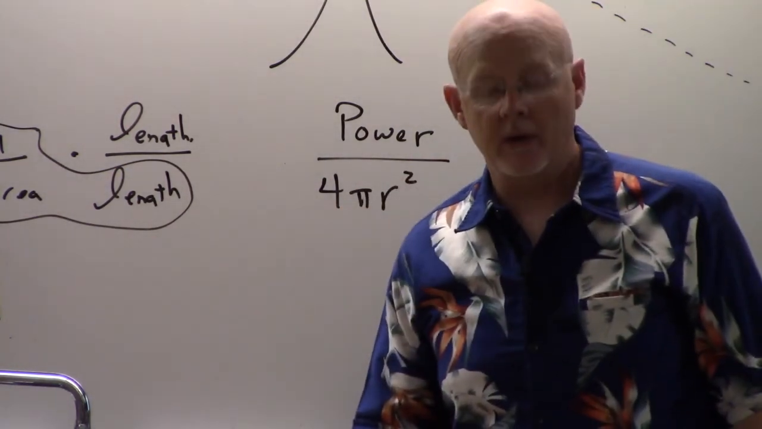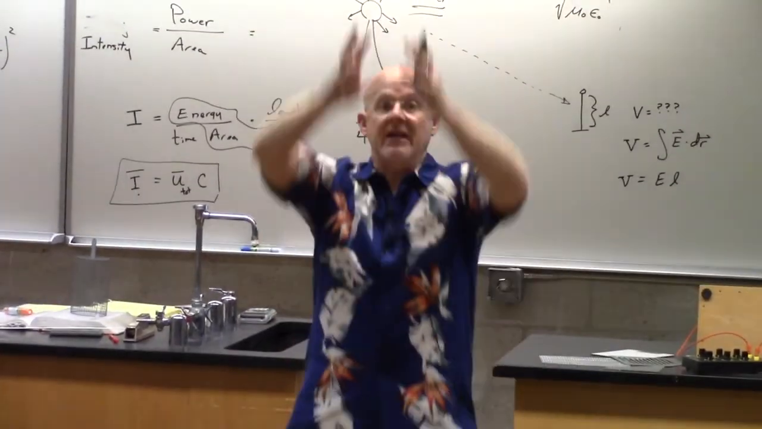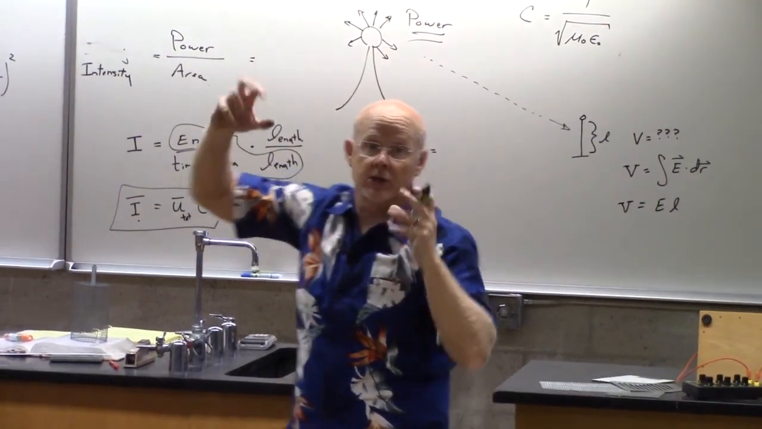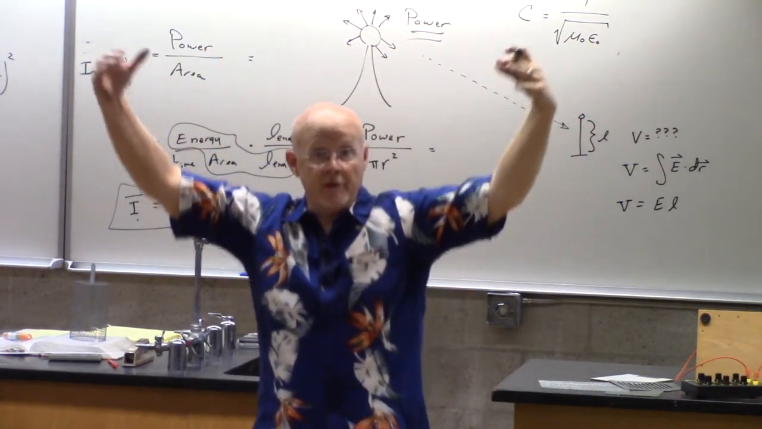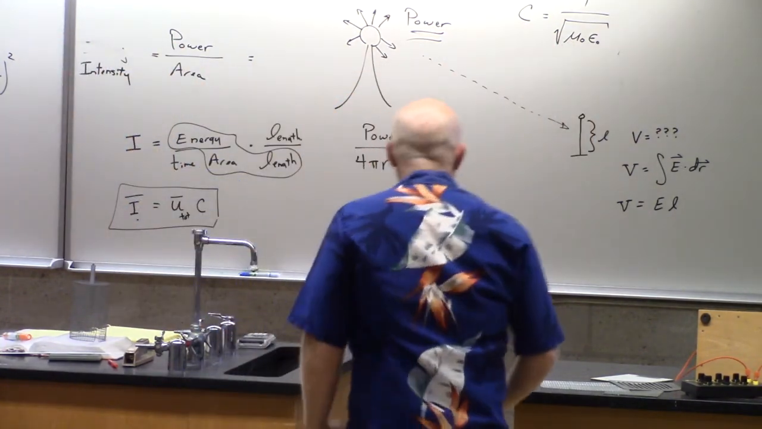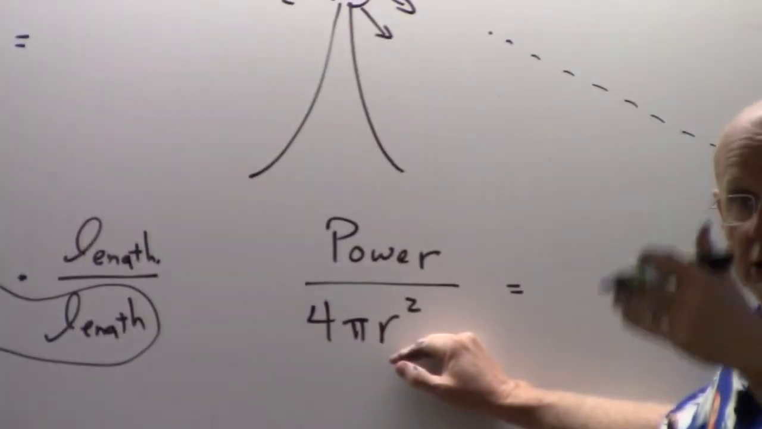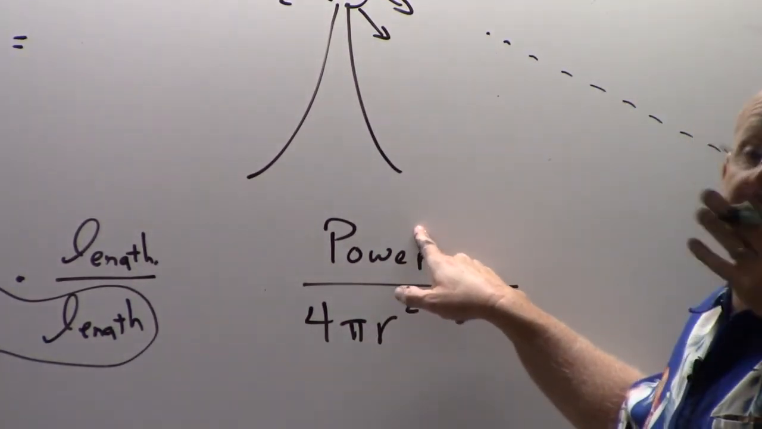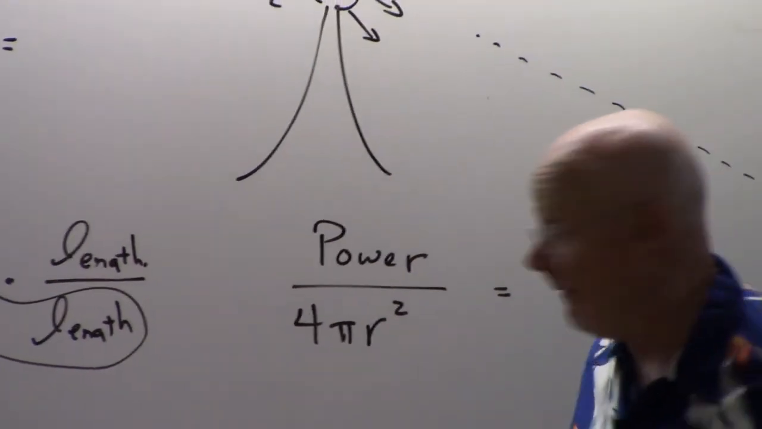Why 4 pi r squared? Okay. Remember, this is broadcasting. So if I have an antenna up here, the energy goes out equally in all directions. That energy is spread out over a sphere. And so as it gets further and further out, as the radius of this sphere gets bigger and bigger, you can see that according to this equation, the intensity goes lower and lower. The power remains the same. It's still 50,000 watts. It's just now 50,000 watts spread out over a bigger area.